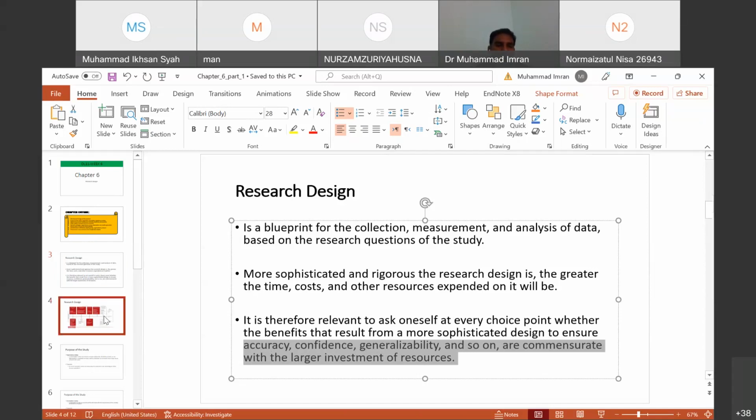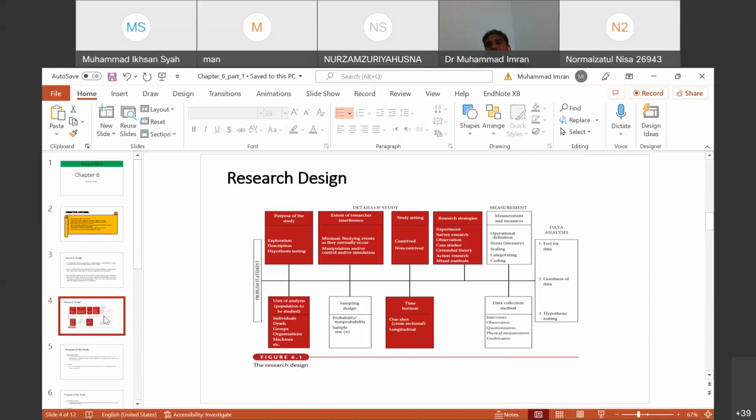Anyway, basically this is the research design, the process, the steps, the content that must be present in the research design. Number one, what is the purpose of your study? You must know the purpose of your study. Okay, the extent of researcher interference. You must know about researcher interference. Okay, and the study setting and the research strategy. Measurement and the other parts we will discuss in the second part of chapter 6.